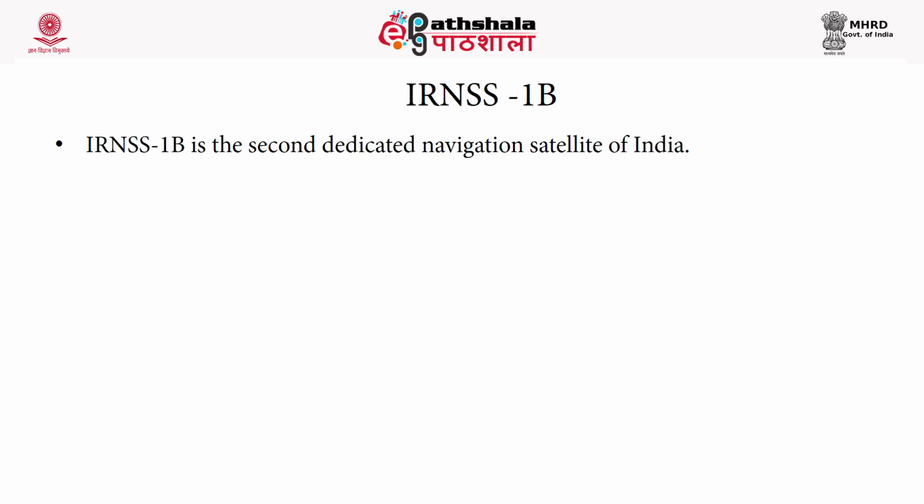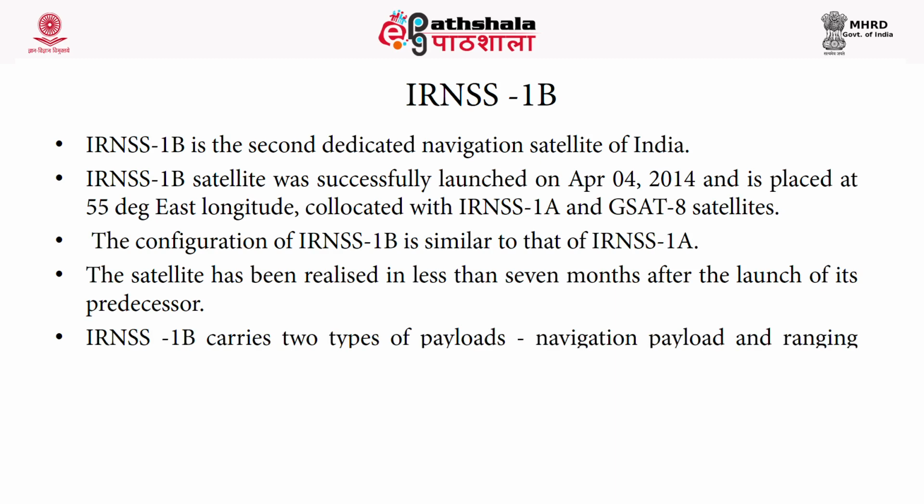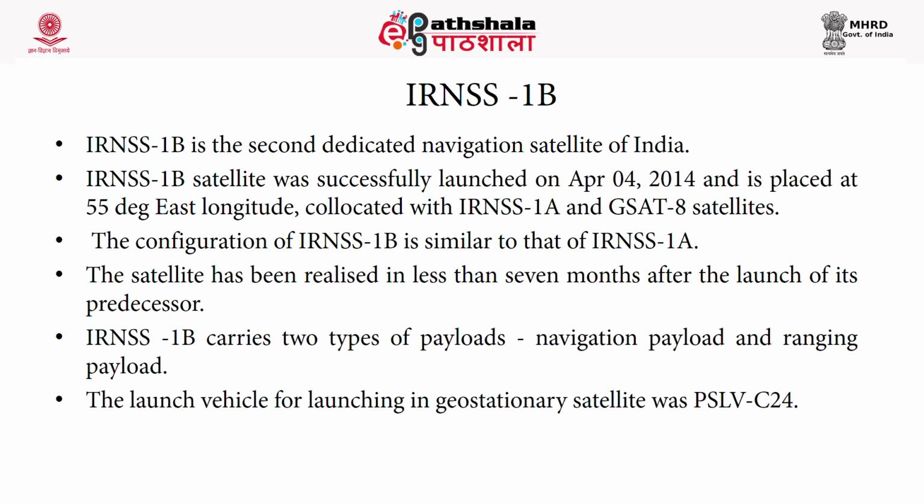IRNSS-1B is the second navigational satellite of the series that was successfully launched on April 4th, 2014, and is placed at 55° east longitude. All its configuration is similar to the first one and it was launched in less than 7 months after the launch of 1A. It also carries two types of payloads similar to IRNSS-1A, and the launch vehicle was PSLV C-24.